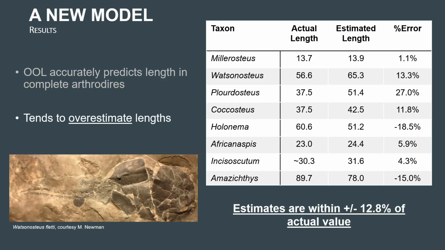And this is mostly because there aren't any eel-like arthrodires. There's no arthrodire equivalent of a butterfly fish. So they tend to be all fusiform to some degree. They're just general fish-shaped fish. So the model tends to work a bit better for them.